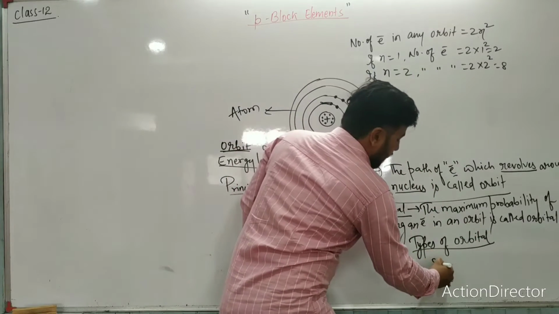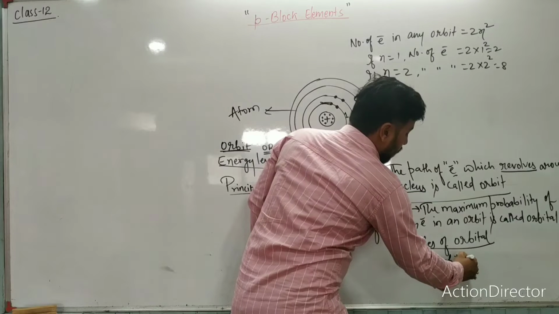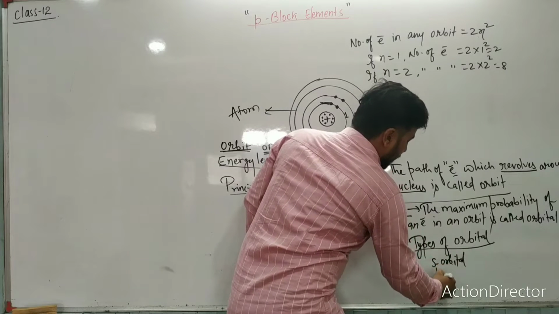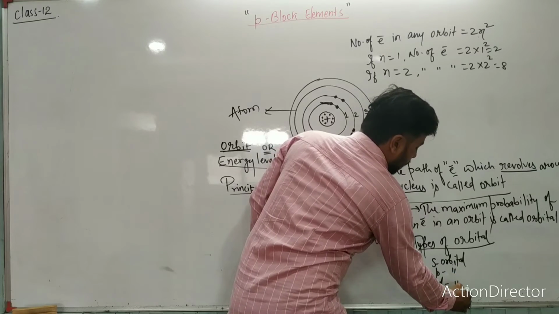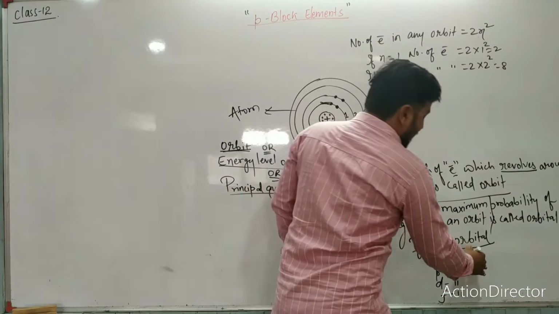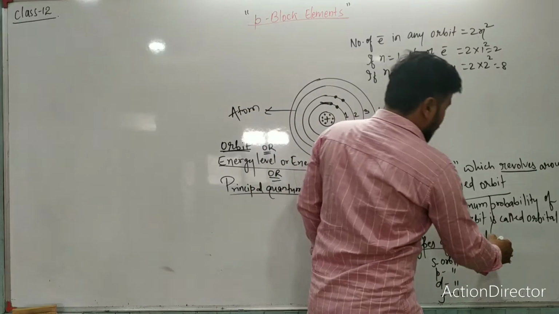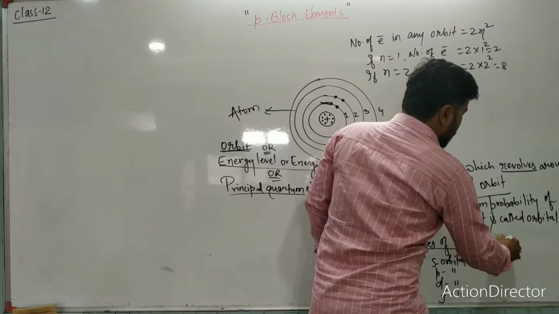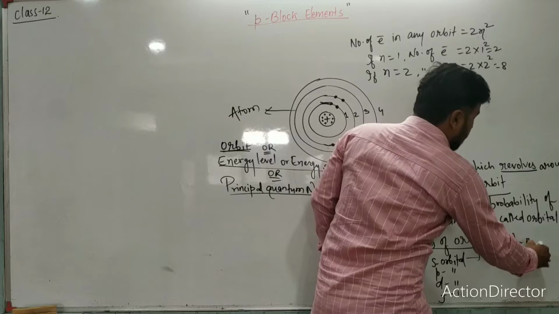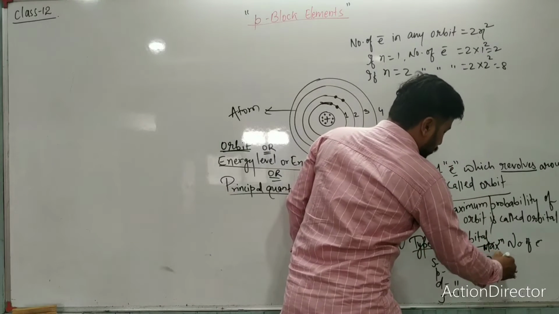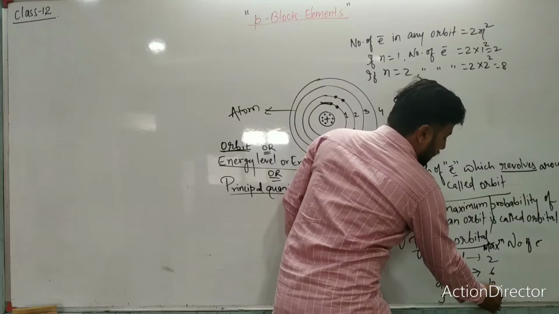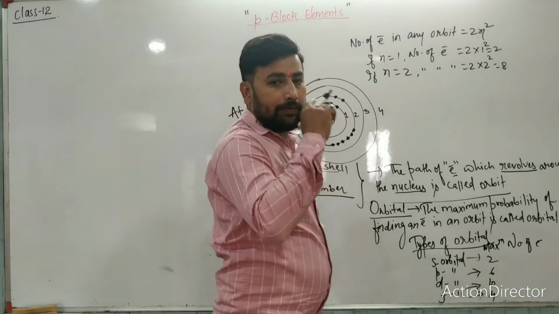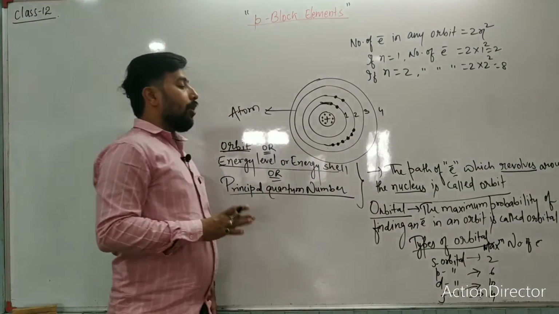S orbital, p orbital, d orbital and f orbital. The maximum number of electrons in these orbitals is 2 in s, 6 in p, 10 in d and 14 in f. Right? So here I was talking about p block elements.